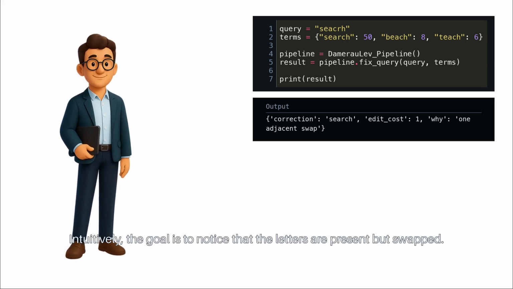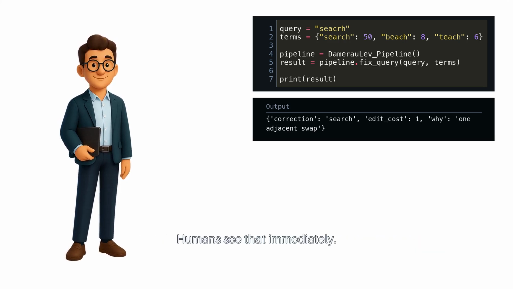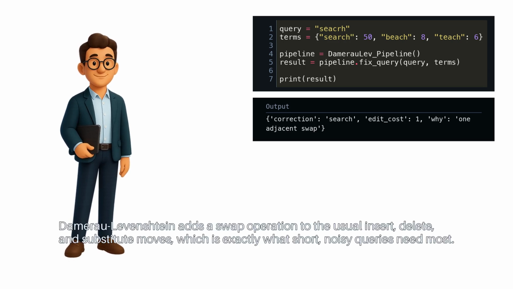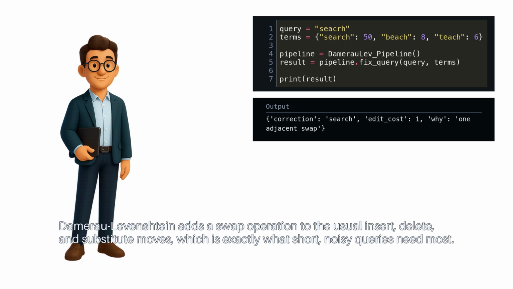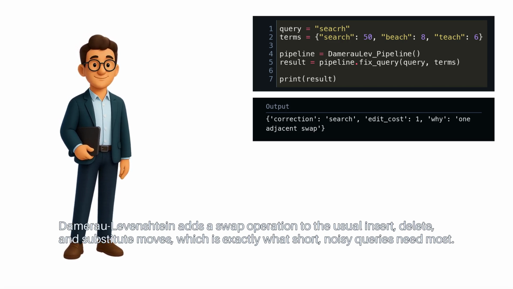Intuitively, the goal is to notice that the letters are present but swapped. Humans see that immediately. Damerau-Levenshtein adds a swap operation to the usual insert, delete, and substitute moves, which is exactly what short, noisy queries need most.